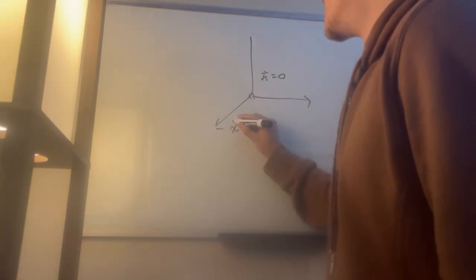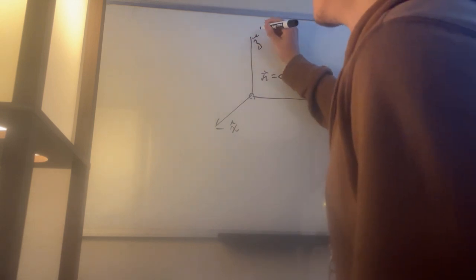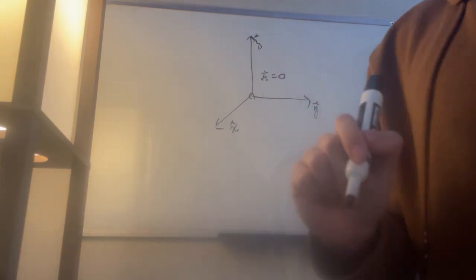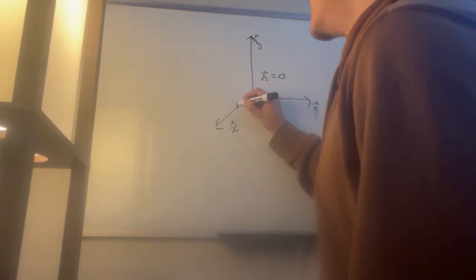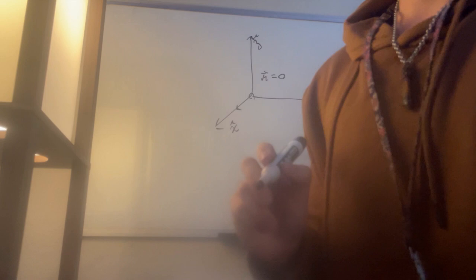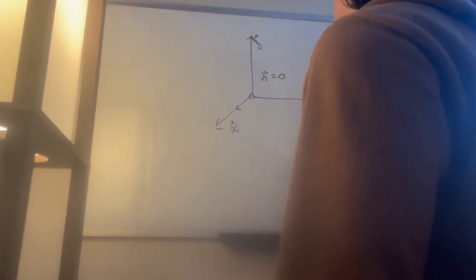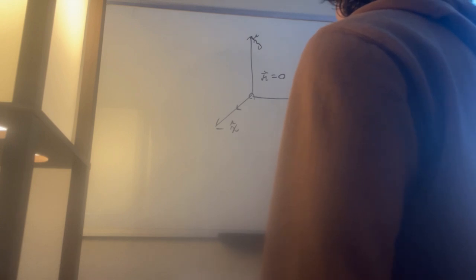Let me just label my axes just for a moment. There you go. Let us suppose that it is moving initially in the x hat direction, so that we have an initial velocity v naught, which is just equivalent to v naught x times x hat.